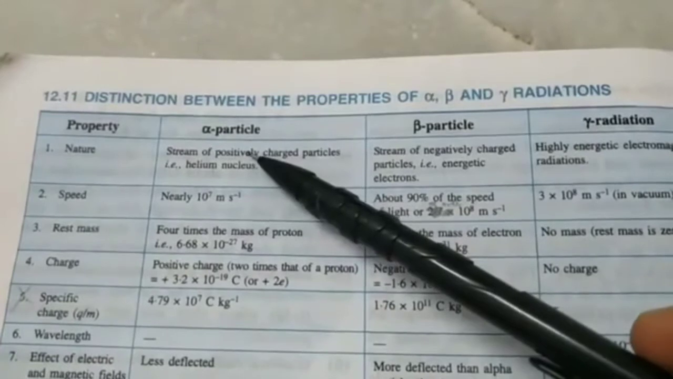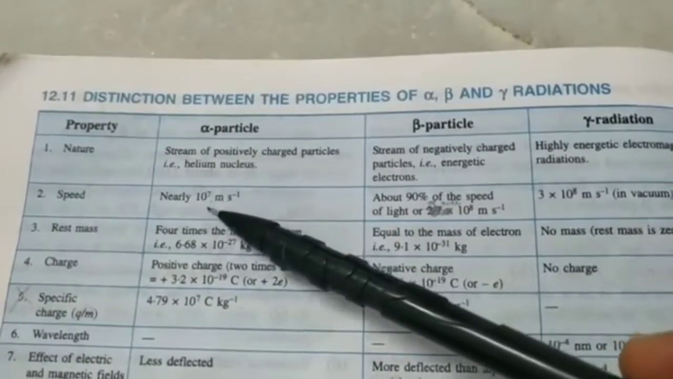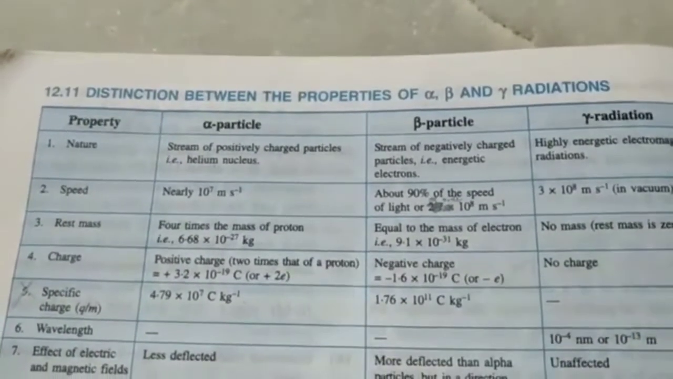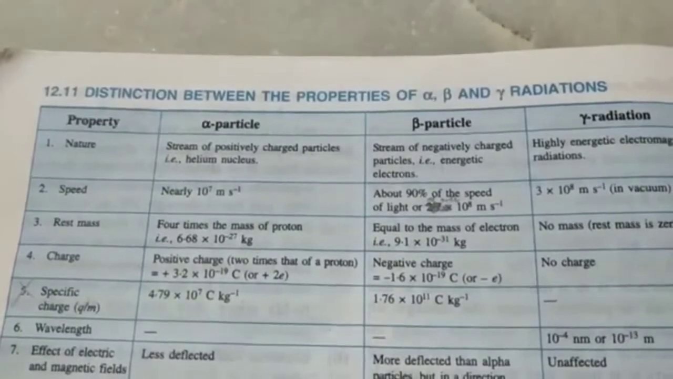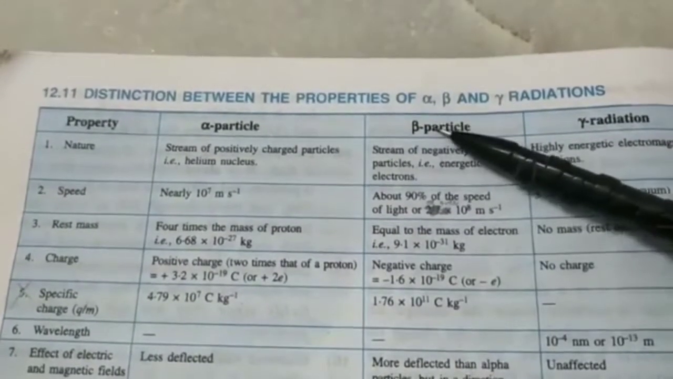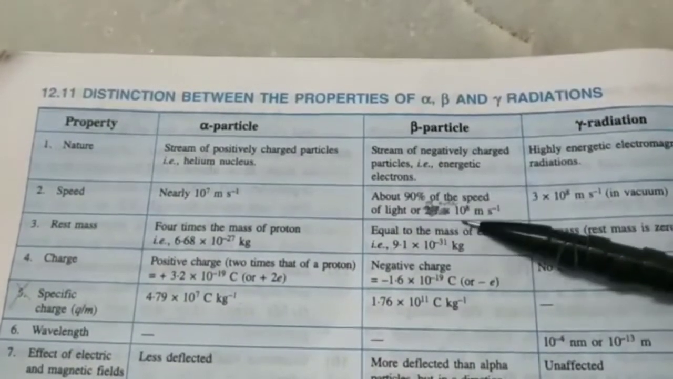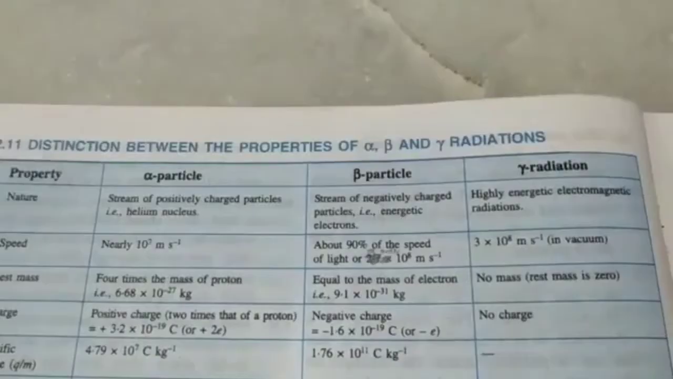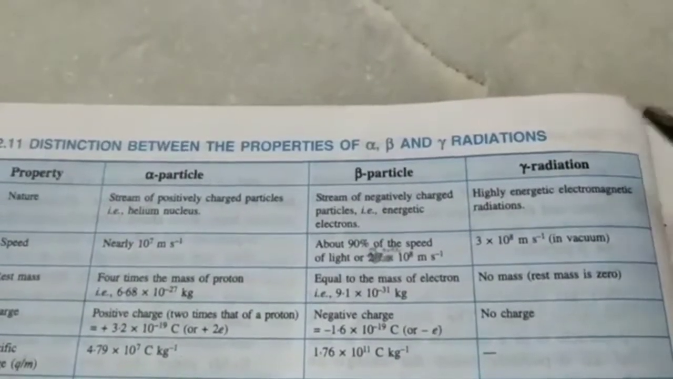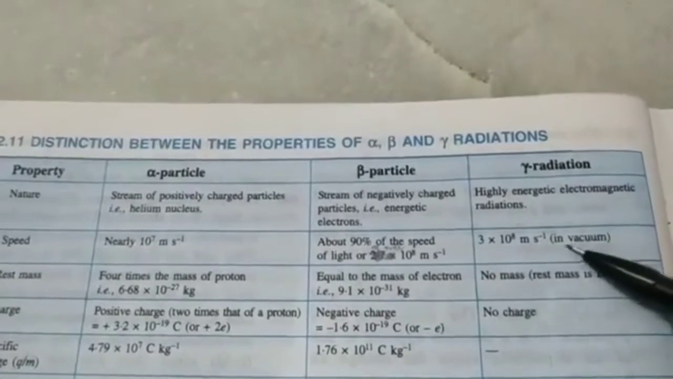Alpha particles travel at the speed of 10 raised to 7 meters per second. That's really fast. That's like 10% the speed of light. Beta particles travel at 90% the speed of light. And gamma radiations travel at the speed of light, in vacuum, however.